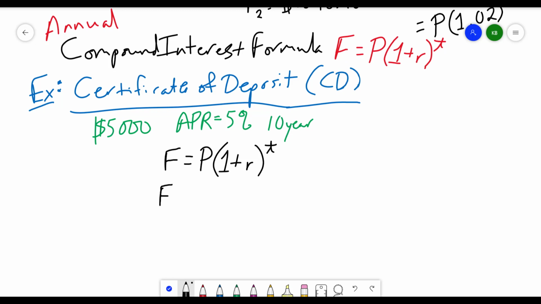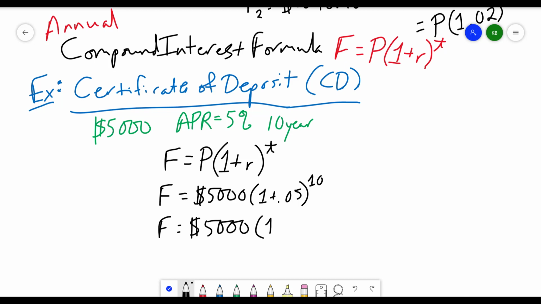And so our future value is going to be $5,000 times 1 plus 0.05 to the 10th power. So our future value will be $5,000 times 1.05 to the 10th power. And once you get it simplified down like that, then it's fair game to punch that into your calculator to find out what it is.